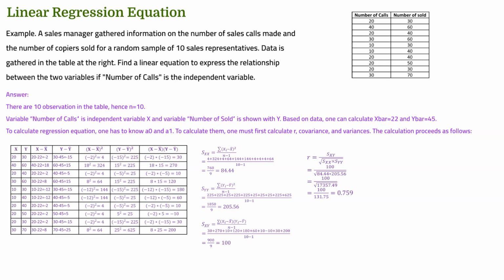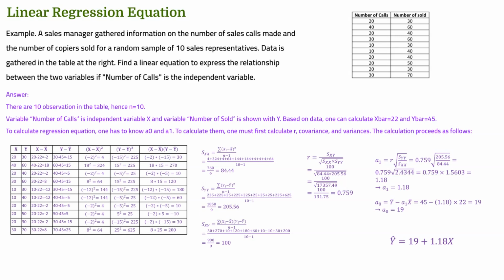R is calculated as SXY divided by a square root of multiplication of variances. If we do the calculation, it will be 0.759. A1 is R times the square root of SYY divided by SXX. As you can see, it is 1.18. A0 is y bar minus A1 x bar. If you put in those calculations that we know from the data and previous tables and calculation, it will be 19. So regression equation is 19 plus 1.18 times x.